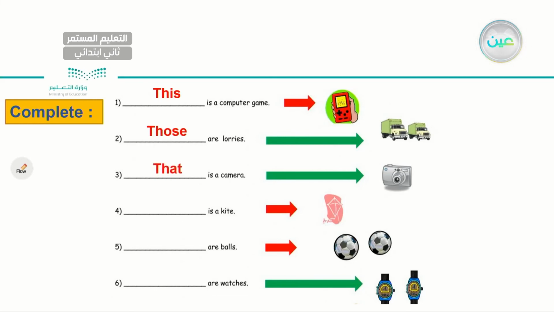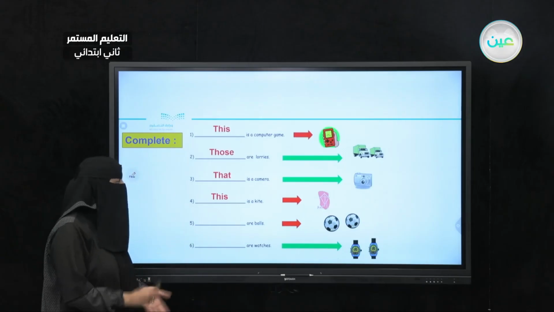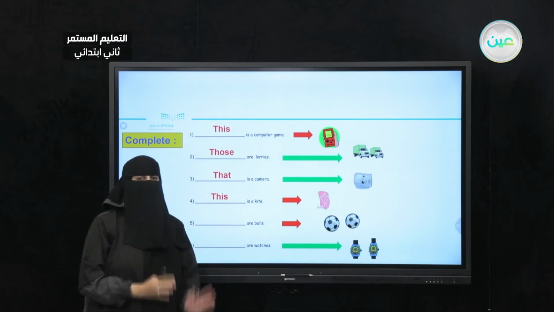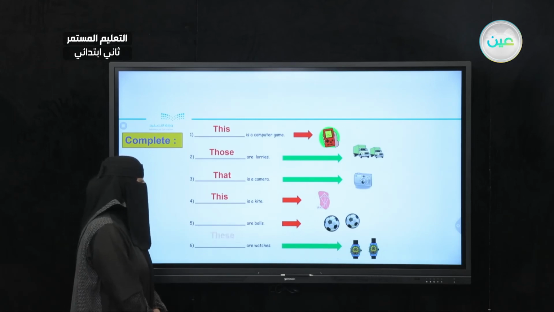That is a camera. Very good. That is a camera. A kite. One kite. This is a kite. Very good. This is a kite. I have 2 balls. 2, plural. It's either these or those. What do you think? These or those?